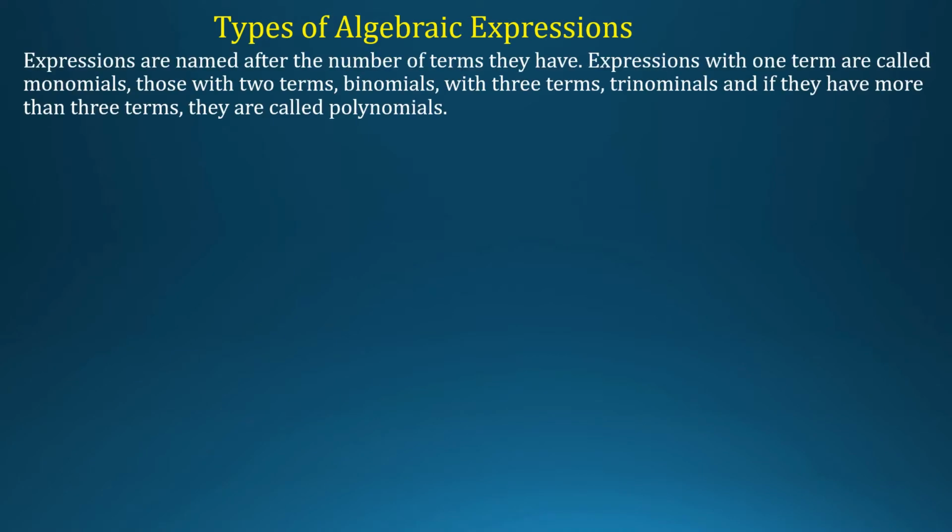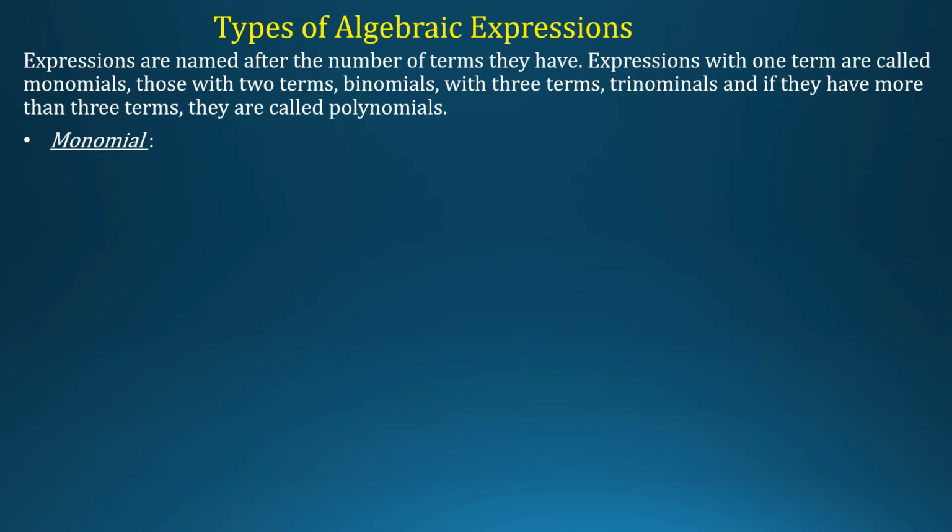Next is types of algebraic expression. Expressions are named after the number of terms they have. Expressions with one term are called monomials. Those with two terms are called binomials. With three terms are called trinomials. And if they have more than three terms, they are called polynomials. Let us see the examples of monomial, binomial, trinomial and polynomials.